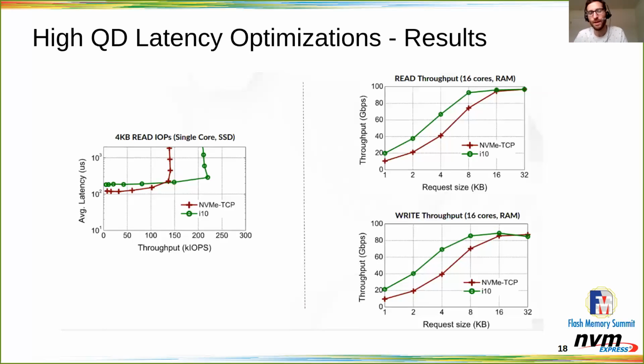On the right-hand side, we can just see the throughput. We have 16 cores against a RAM device, and we see that overall the throughput in all request sizes, until it almost saturates the NIC, is improved with I10. And that should suggest to us that batching and batch processing is helpful, specifically when we talk about a stream-based application, which NVMe TCP actually is.